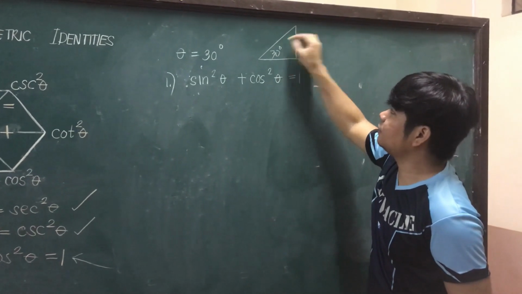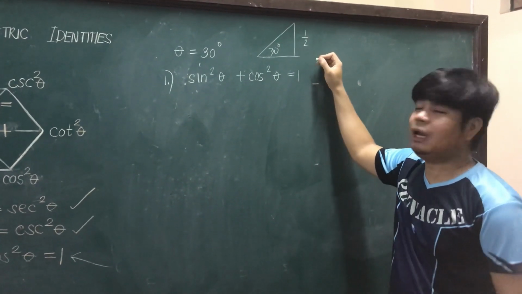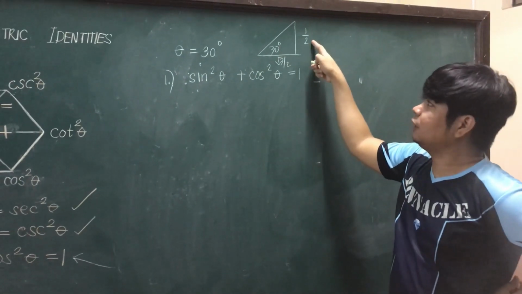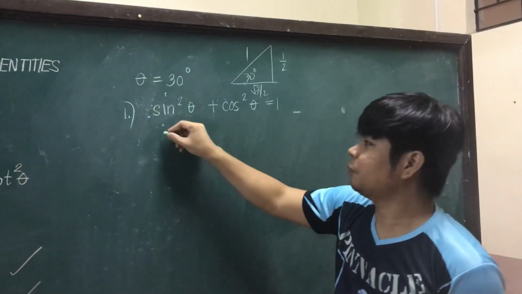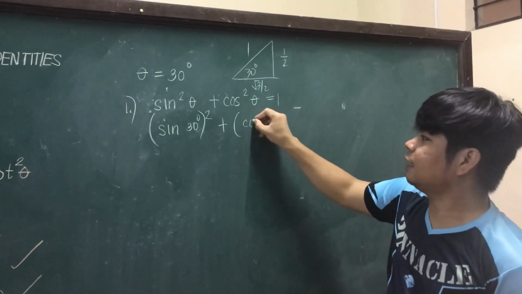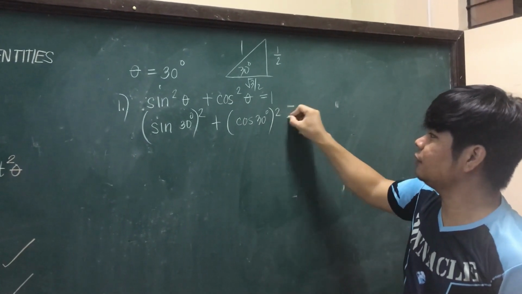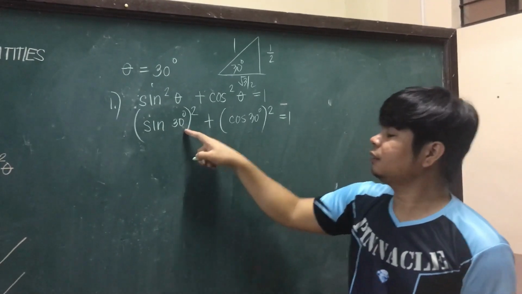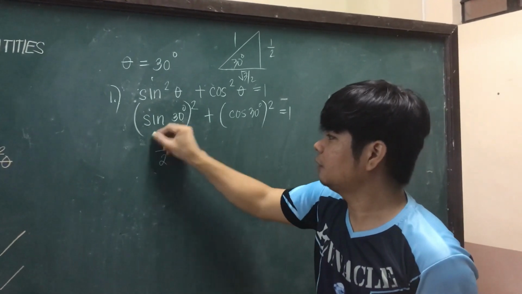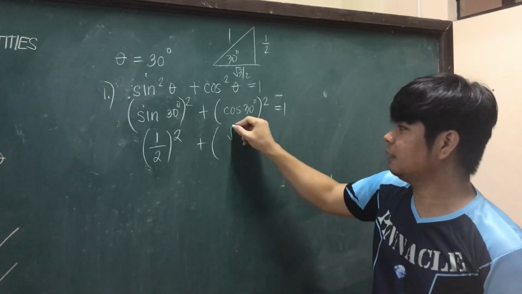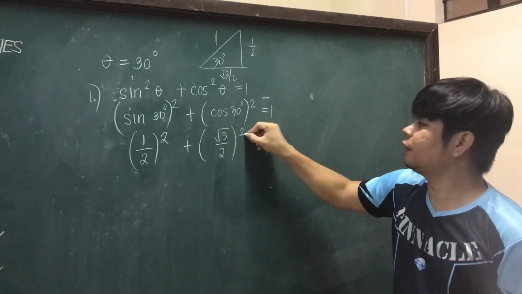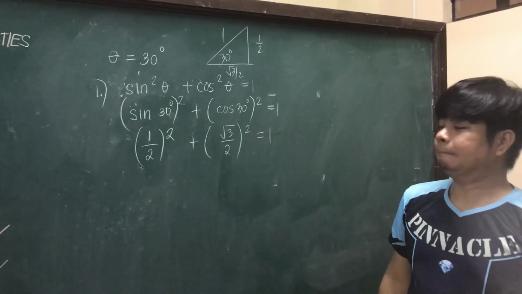If this is 30 degrees as a reference, the side opposite it has a length of 1/2. The other is the square root of 3 over 2. Sine is the opposite, and that is 1/2 on the unit circle. So we have sine 30 degrees squared plus cosine 30 degrees squared is equal to 1. Sine 30 degrees is 1/2, so we square 1/2, and the other is automatically square root of 3 over 2 because they are partners, the adjacent side.